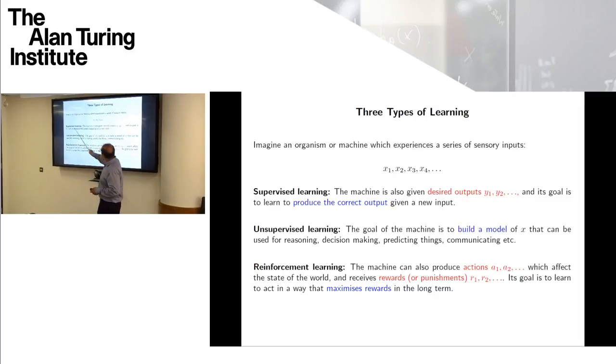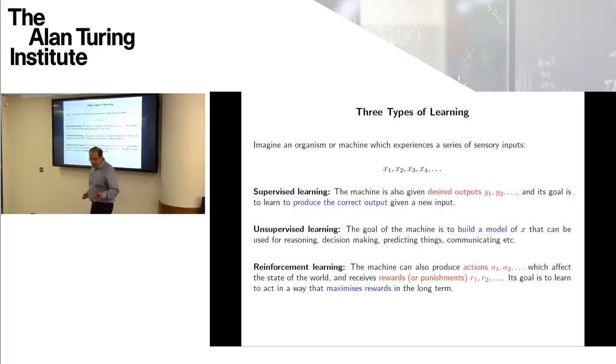All right? Now, in supervised learning, the machine is also given some desired outputs, so y1, y2, etc. And its goal is to learn to produce the correct output given a new input. So for example, the machine might be given examples of images and text labels for the images, and its goal is to learn the mapping from the pixels in the image to the text label. All right, that's a classic supervised learning example, and many of the breakthroughs in machine learning are just massive brute force supervised learning on huge data sets.